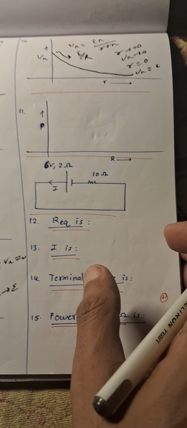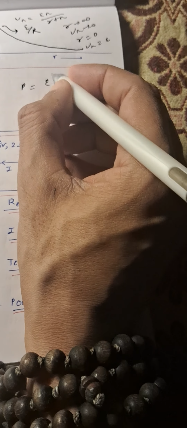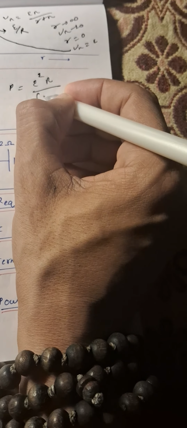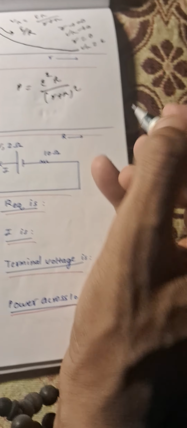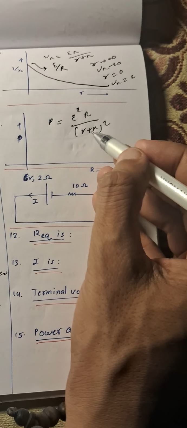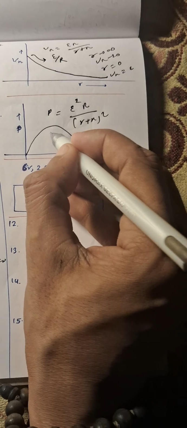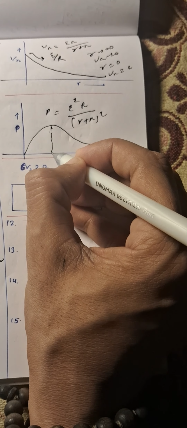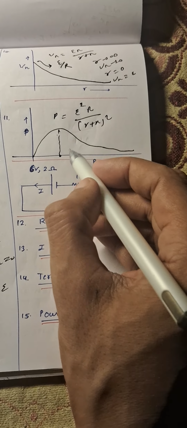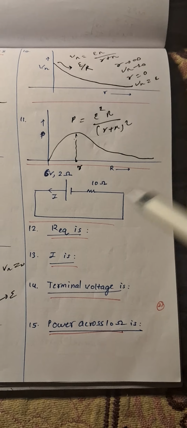Similarly, it is given that power is a function of capital R. Power is E squared R divided by r plus R, whole squared. If R is 0, power will be 0, and it will be maximum at R equal to small r. So the graph will be like this, and it is maximum for small r equal to capital R. So that is the analysis for this graph.